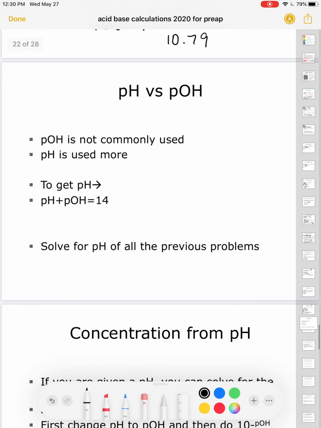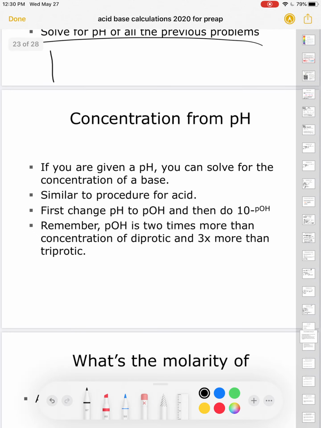So we already did this, solving for the pH of all the previous problems. People just don't use pOH, so it's not commonly used. pH is used more. So you just do 14 minus the pOH to give you the pH. If you want to go the other way, if you have a pH and you know what kind of solution you have, you can solve for the concentration just like we did with the acids. But you have to pay attention to whether it's mono, di, or triprotic.